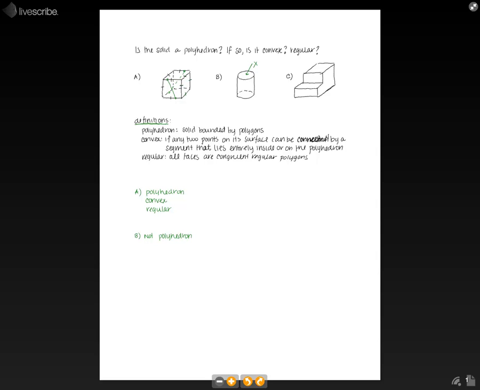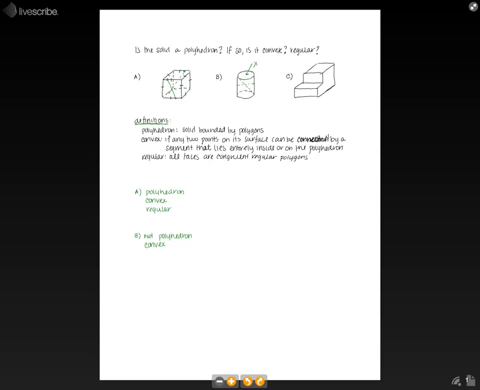Alright, so the next question is it convex? So if we draw lines in here from any point to any other point, can we always go through the polyhedron? Or through the shape. It's not a polyhedron. So the answer to that is yes. So it is convex.